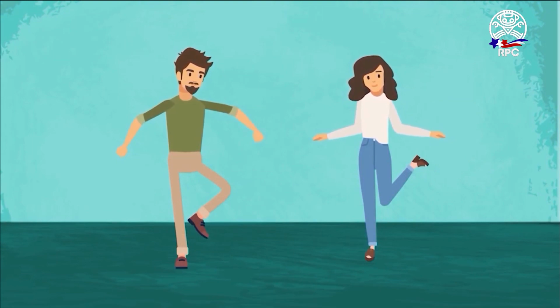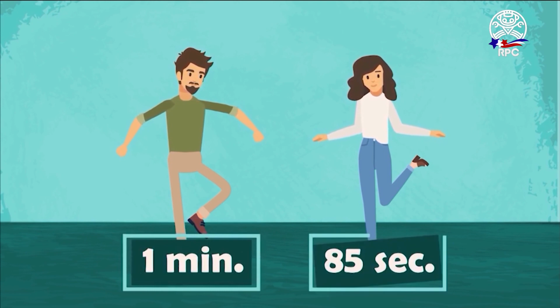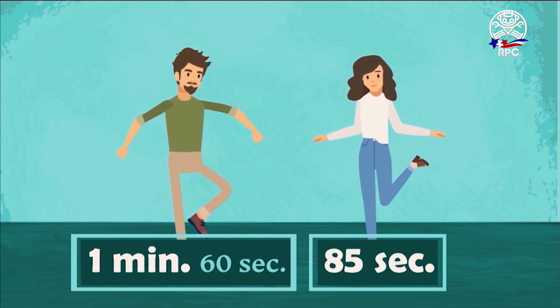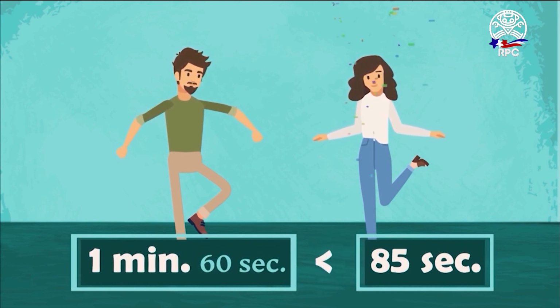The first friend lasts 1 minute and the second friend lasts 85 seconds. Who wins the contest? Since 1 minute is 60 seconds and 60 is less than 85, the second friend balanced longer and is the winner.